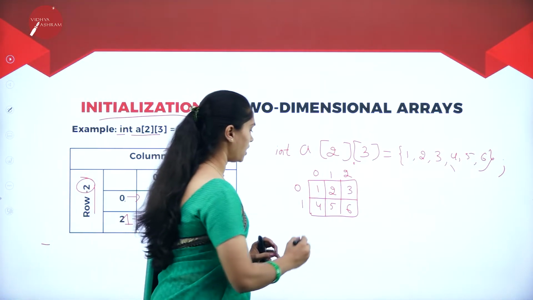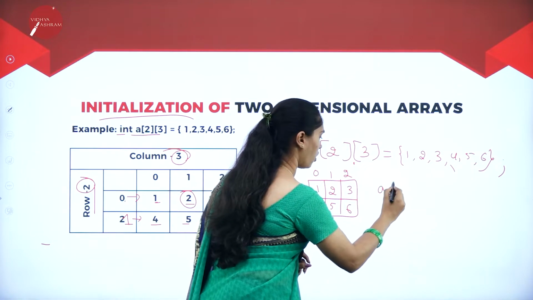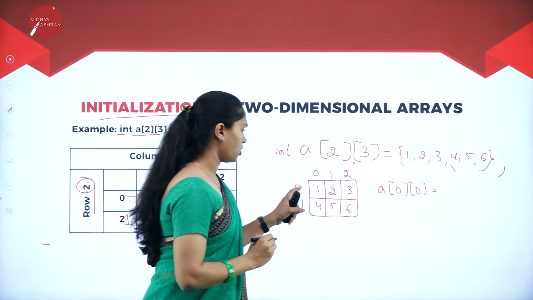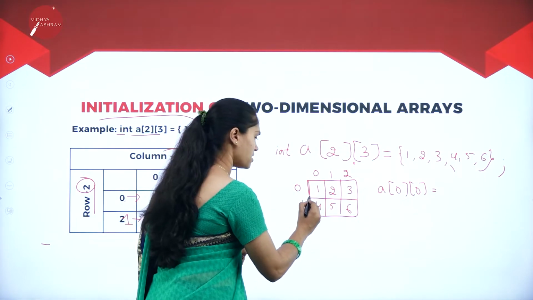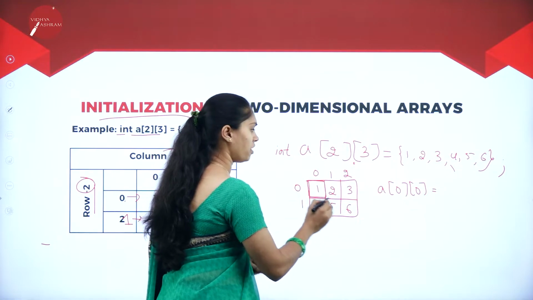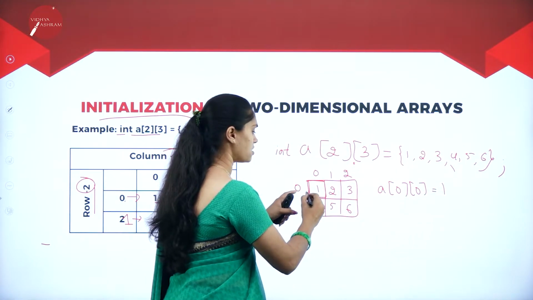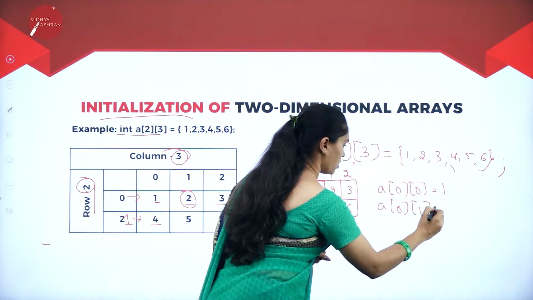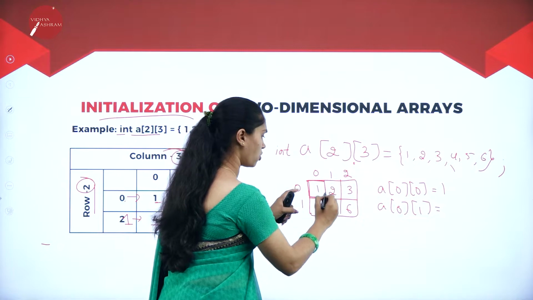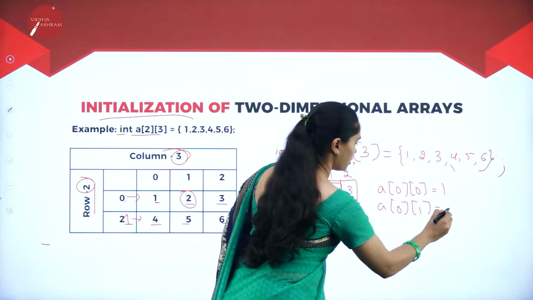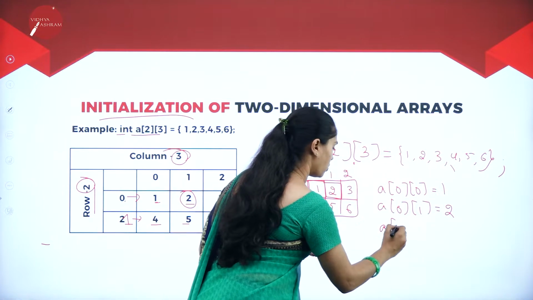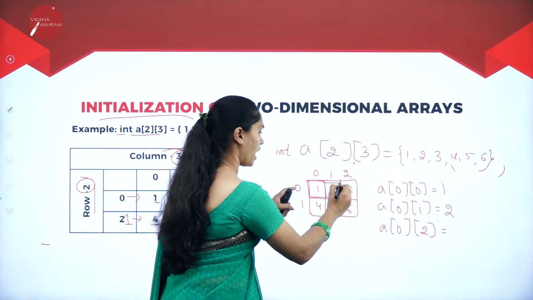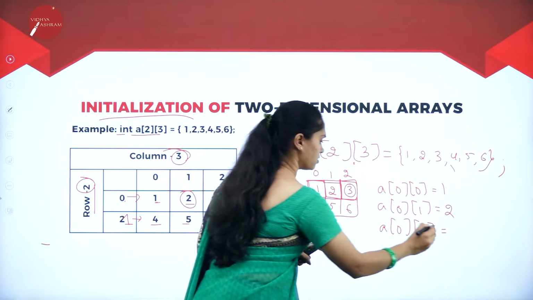So let me write all the locations here. A[0][0]: what does it indicate? The row is 0 and the column is 0, and we have the value 1 there. Then A[0][1]: in the 0th row, first column, the value is 2. And A[0][2]: in the 0th row and second column, the value is 3.